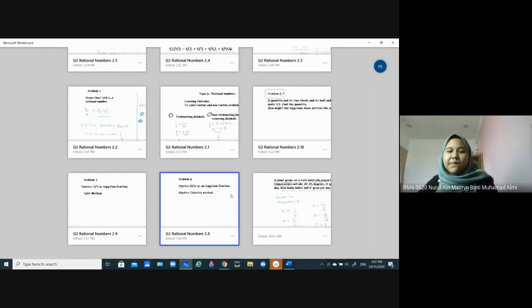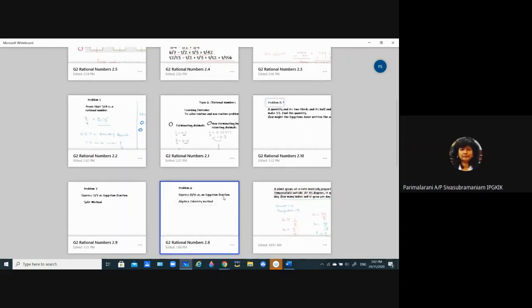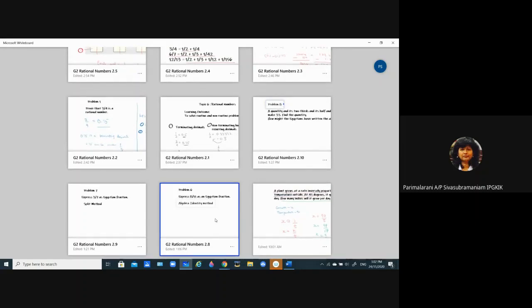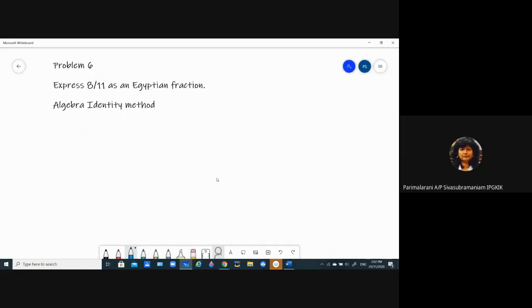Okay, now let's continue with one more. This is a different method that I'm going to show you. Later I'll show you a much easier method. So actually there are many methods for you to do this. These are just some of the very common methods. We want to express 8 over 11 as an Egyptian fraction. Now we're going to use the algebra identity method.